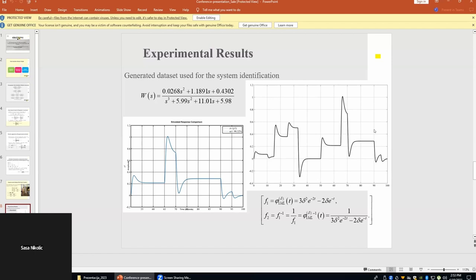In the first example, the following functions for input nonlinearity F1 and output nonlinearity F2 are presented on this slide. The results show the proposed Hammerstein-Wiener structure with input nonlinearity and output nonlinearity can capture the multi-tank system behavior with accuracy of 99.32% at this point.